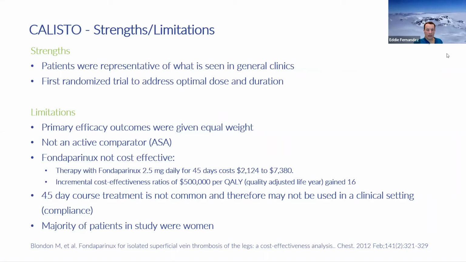So the strengths, I think they should be fairly clear. The patients were very representative of what we see in the general clinic, a large population, the first randomized trial to address the optimal dose and duration. But they used fondaparinux, which is expensive, for 45 days. So the average cost of this is somewhere between $2,000 and $7,000. So perhaps not very feasible.